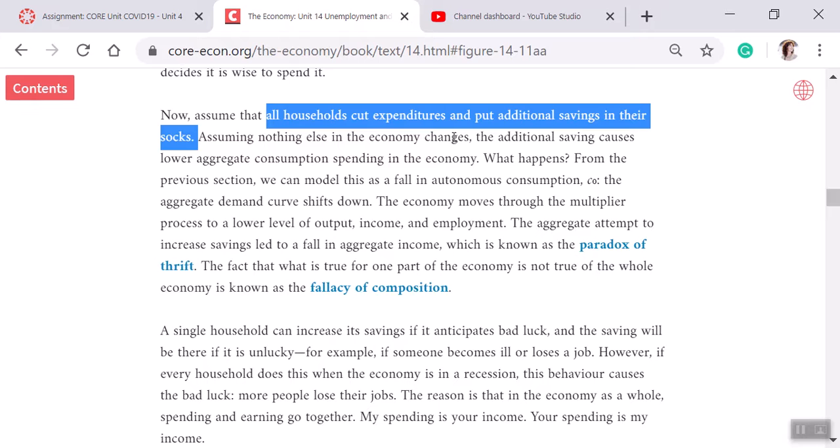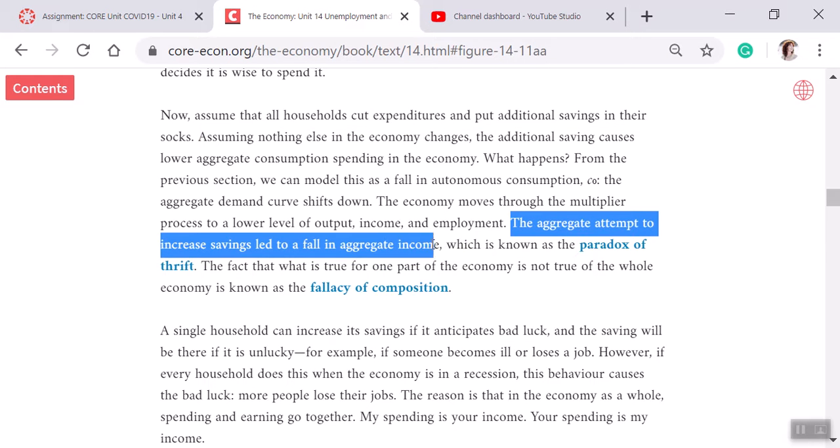And so what's going to happen? Your economy is going to shrink, right? So it's kind of like a balloon. You think about your balloon, you pull some air out of it. What happens to that balloon? Okay, it gets smaller. So here we have the aggregate attempt to increase savings led to a fall in aggregate income.